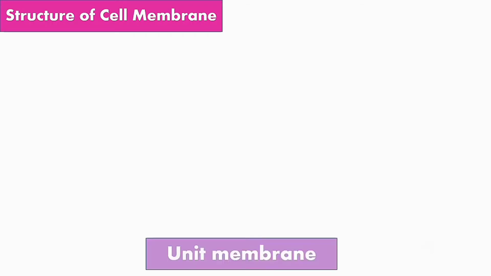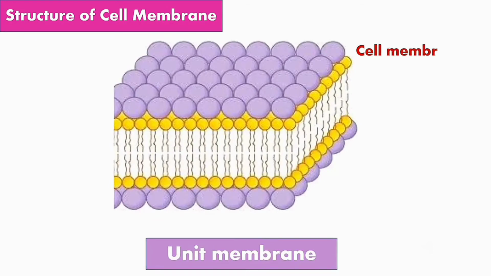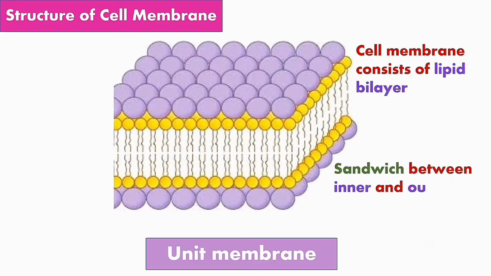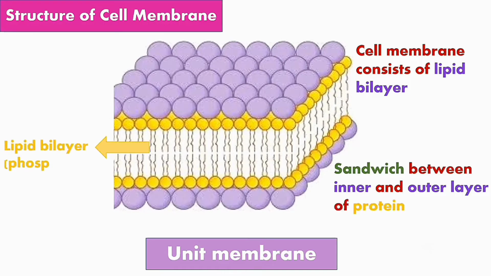Now, next is the model of the cell membrane. There are two models which explain the structure of the cell membrane, and these are the unit membrane and the fluid mosaic model. According to the unit membrane, the cell membrane is composed of a lipid bilayer, which is sandwiched between an inner and outer layer of protein. These two yellow layers in the center are the lipid bilayers, and these are sandwiched between these two purple layers, which are indicating the protein layers.